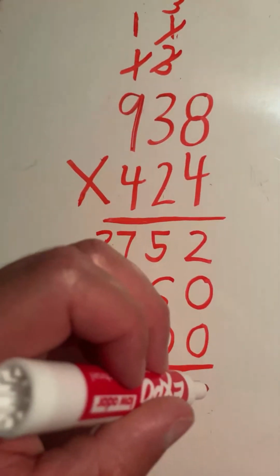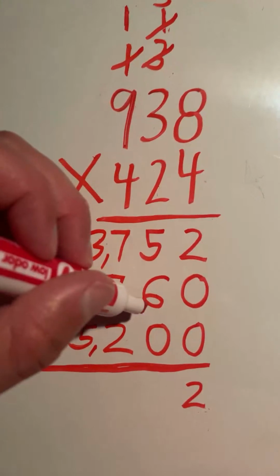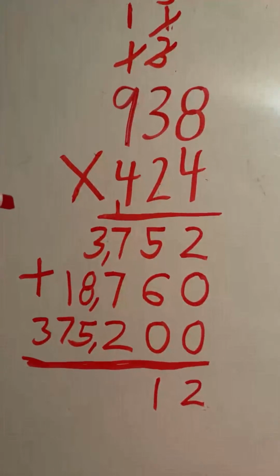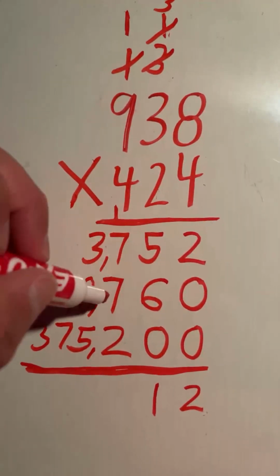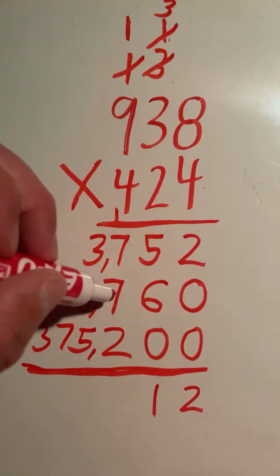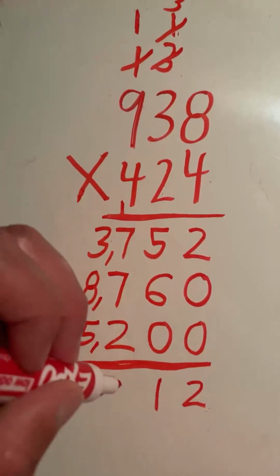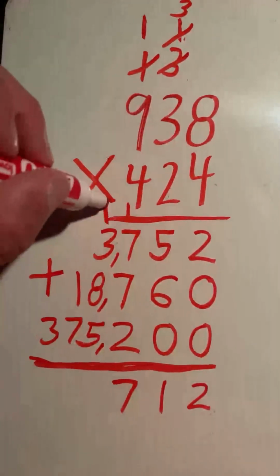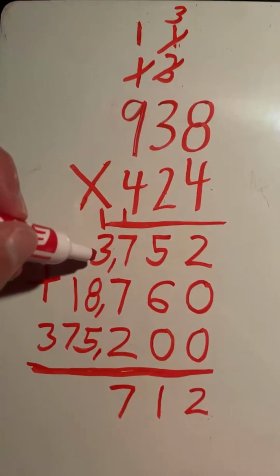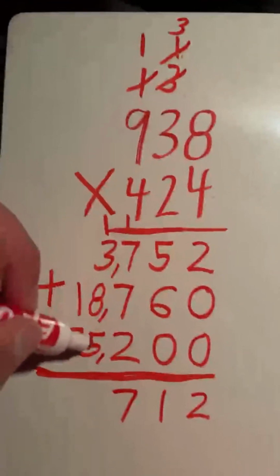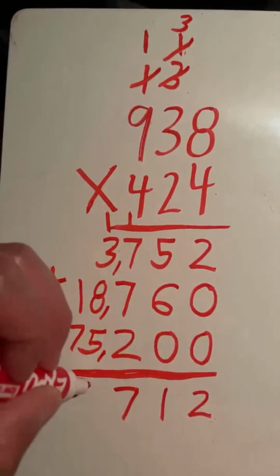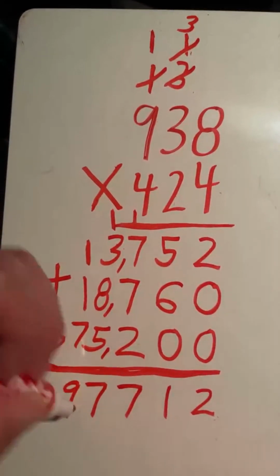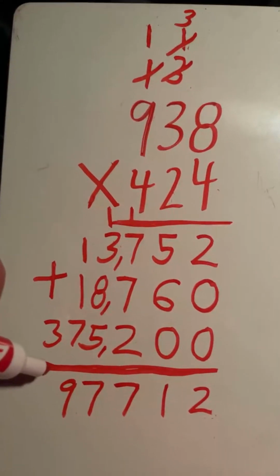Two plus 0 equals 2. 5 plus 6 plus 0 equals 11. 1, carry the 1. 1 plus 7 equals 8. Plus 7 equals 15. Plus 2 equals 17. 7 carry the 1. 1 plus 3 equals 4. Plus 8 equals 12. Plus 5 equals 17. Again, 7 carry the 1. 1 plus 1 equals 2. Plus 7 equals 9. 0 plus 3 equals 3.